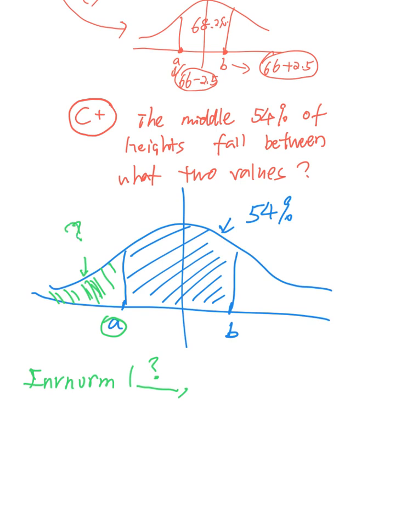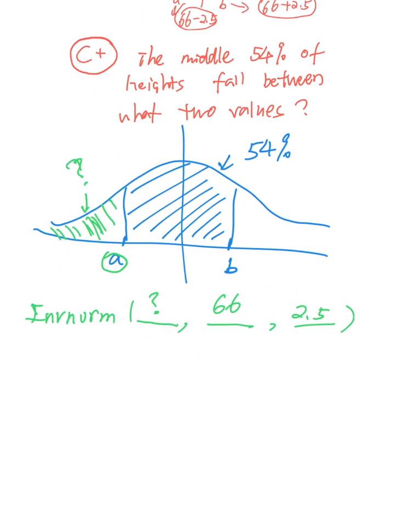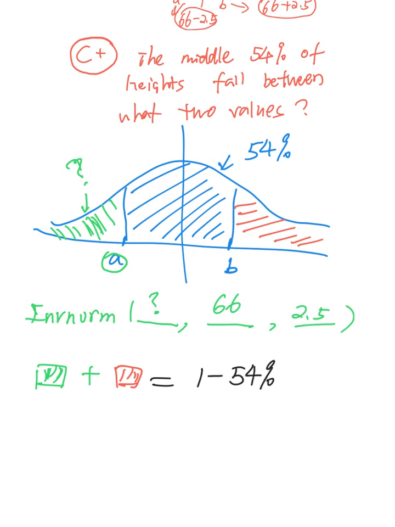If this part I use a question mark to represent, I need to find this area and input here, and the mean 66, standard deviation 2.5. Right? So now the question becomes how to find the question mark, how to find the green shaded area. For the blue shaded area, we have 54%. And the green shaded area plus the red shaded area is equal to 1 minus this 54%. Do you agree with me?